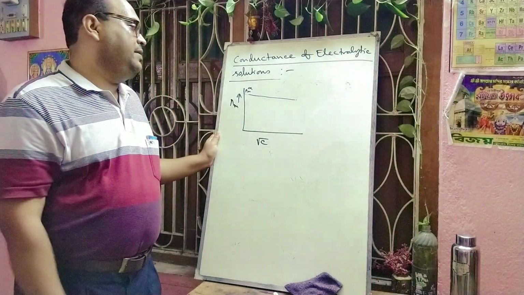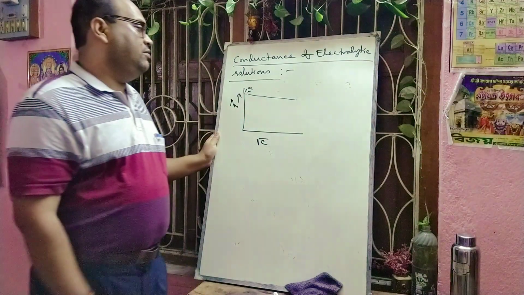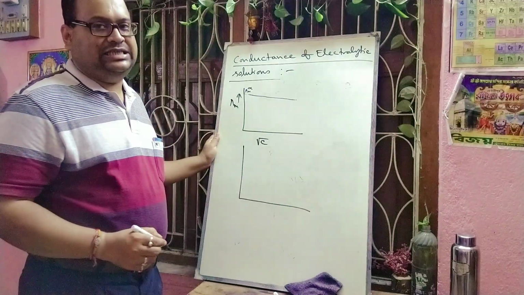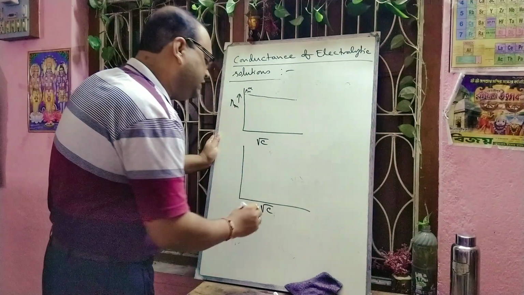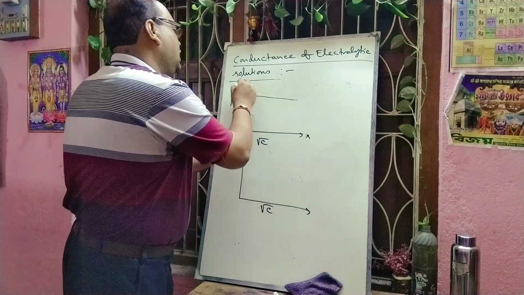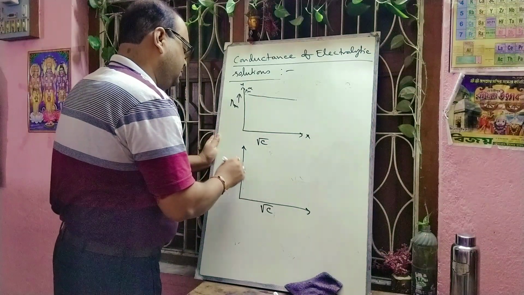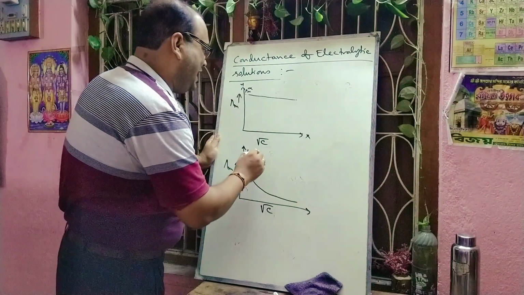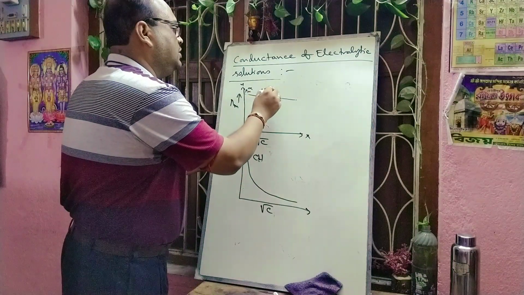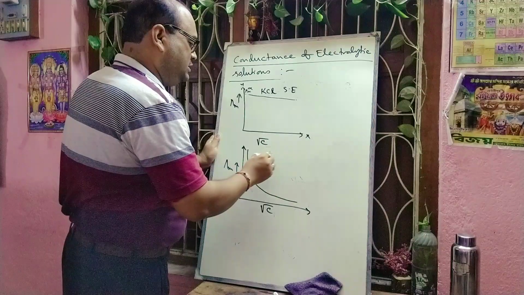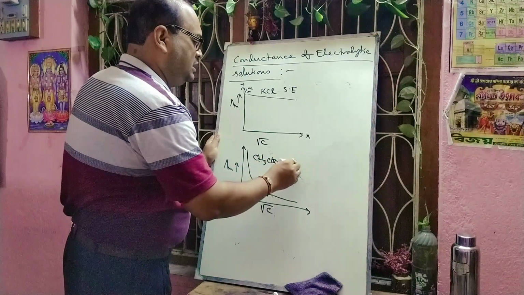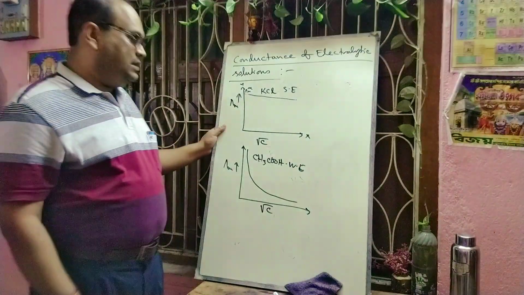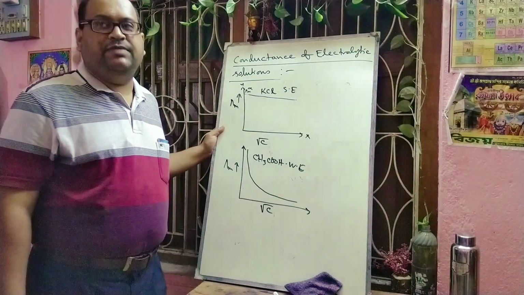Next, if we take one weak electrolyte like acetic acid, here also we are plotting root C along the x-axis and lambda m along the y-axis. Then we will get a curve like this. This is for acetic acid. This one is for KCl, a strong electrolyte, and this one is acetic acid, a weak electrolyte. So what we are observing here is very much important.